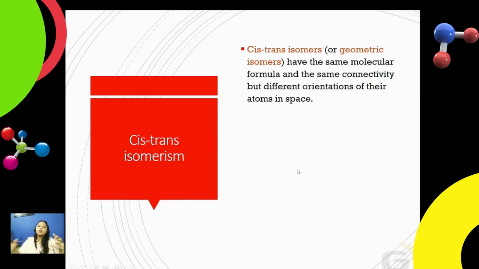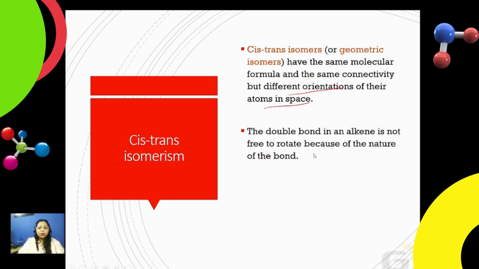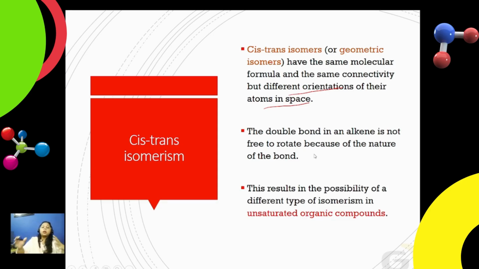First of all we are going to learn about cis-trans isomerism. Cis-trans isomerism, or geometric isomerism, is one in which there is a different orientation in space. Let's go to the example and see why this actually happens. This happens in a double bond. Keep in mind this cannot happen in a triple bond. Why? We'll learn it later, but this cannot happen in a triple bond.